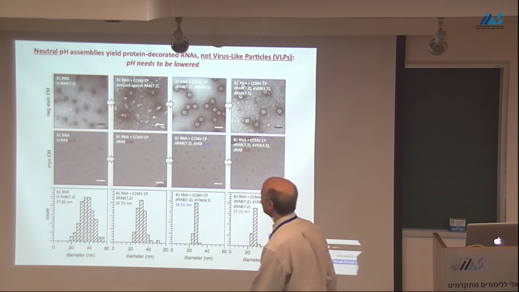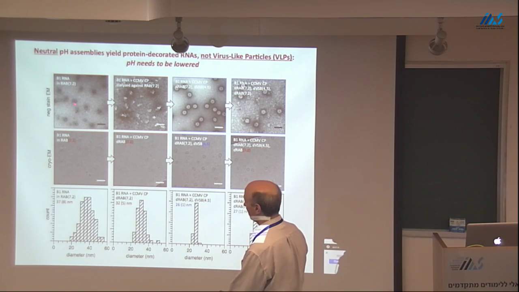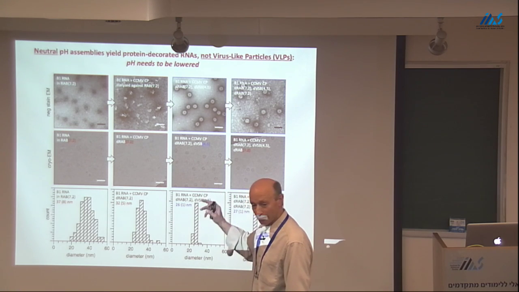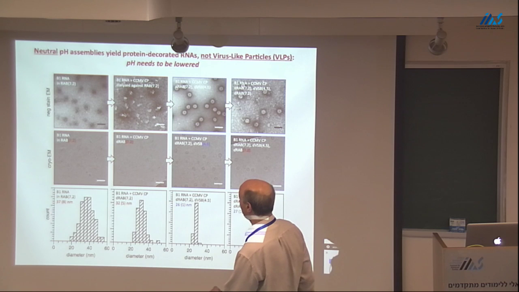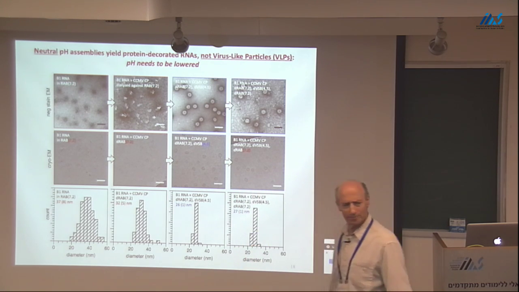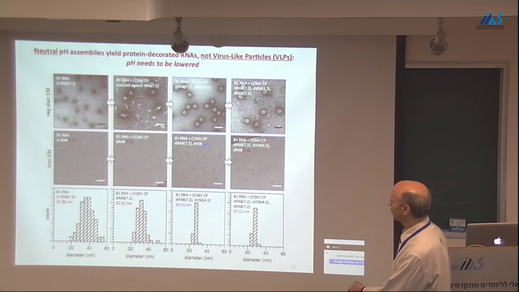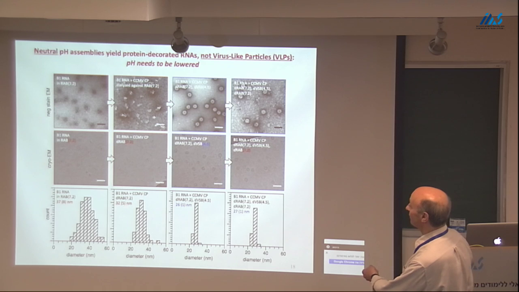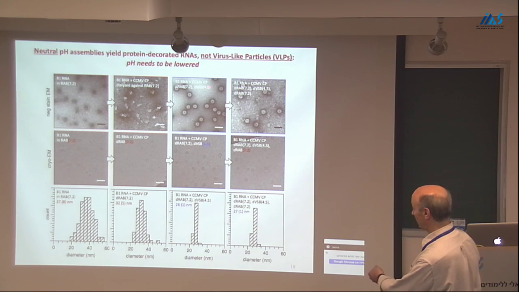Here, you've got the RNA. This is ordinary EM with negative stain. This is cryo-EM. It's hard to see, but in fact, there isn't much to see. You see the little blobs I showed you before of equilibrated RNA. Now, still at neutral pH, you add capsid protein. But you don't have capsids. You just have RNA saturated by protein. You can actually see that in the cryo-EM. And then you lower the pH, and you get capsids.